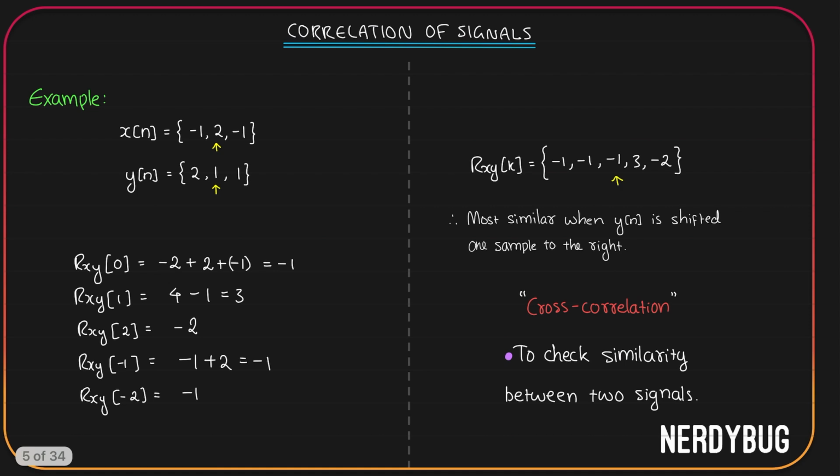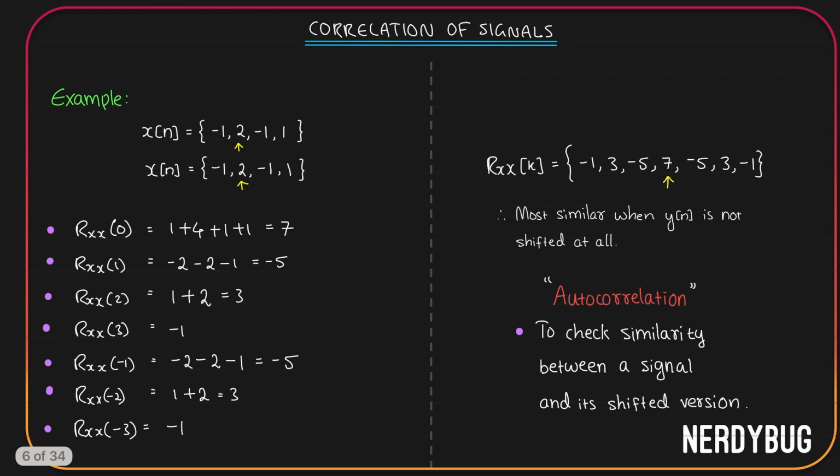In the previous example, x of n and y of n were most similar when y of n was shifted one sample towards the right. Now, this is the information that correlation gives us. But another question is, why are we finding the similarity between the same sequences? We already know they are same, so they have to be similar when they are not shifted at all, right?